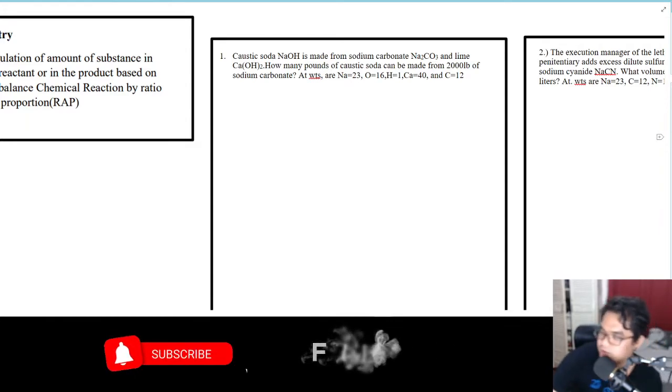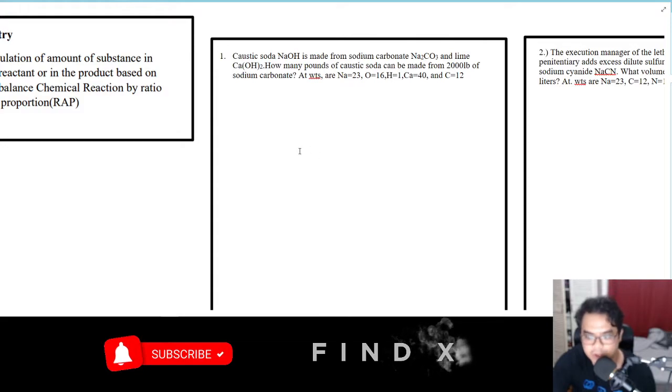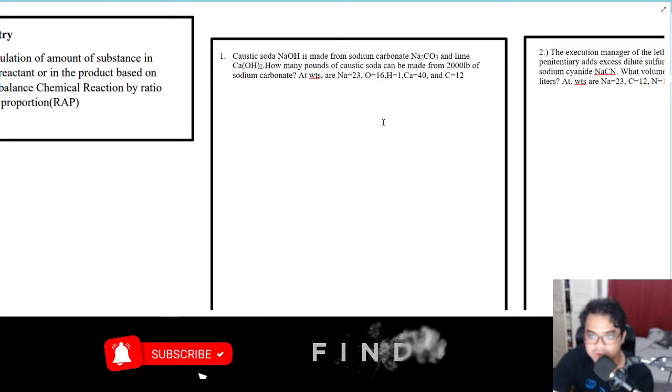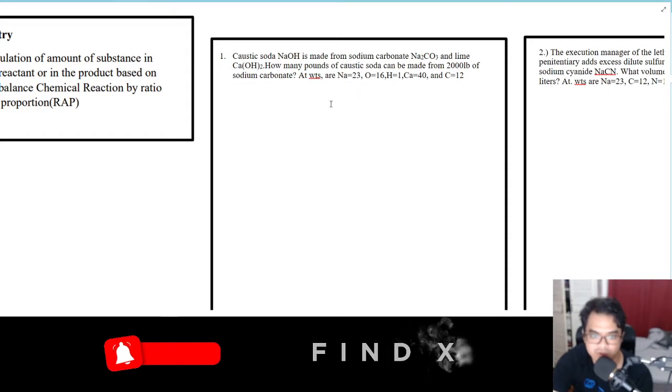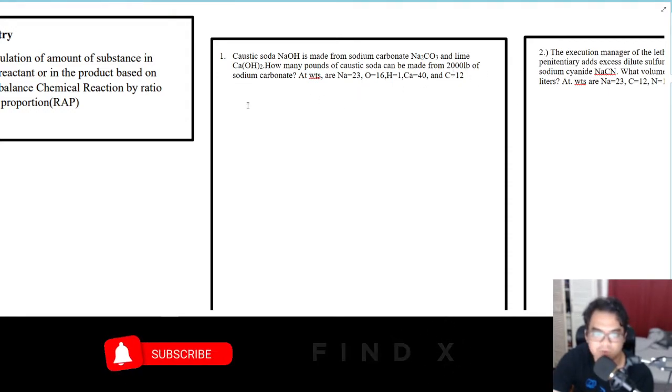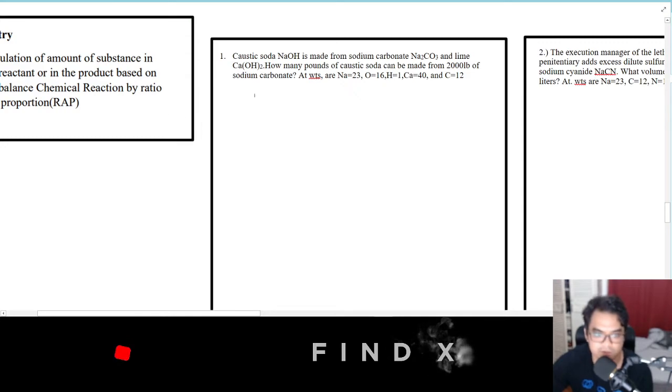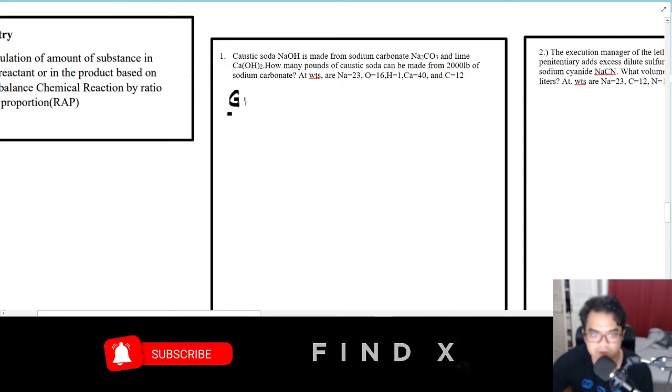stoichiometry. So for number one, we have caustic soda, NaOH, which is made from sodium carbonate, Na2CO3, and lime, Ca(OH)2. How many pounds of caustic soda can be made from 2,000 pounds of sodium carbonate? So this is what happens here. We have here the givens again.